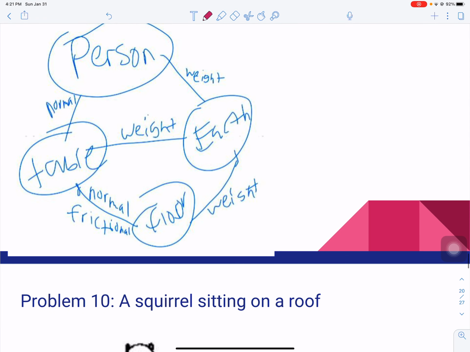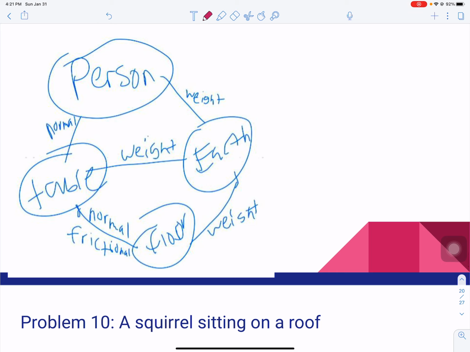Okay, so I'm good with that. Normal and friction have the two interactions, but you need to have two lines, okay? And then forgot about person and floor. We need to have normal and friction.